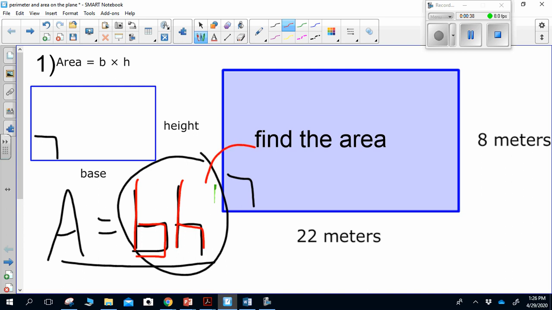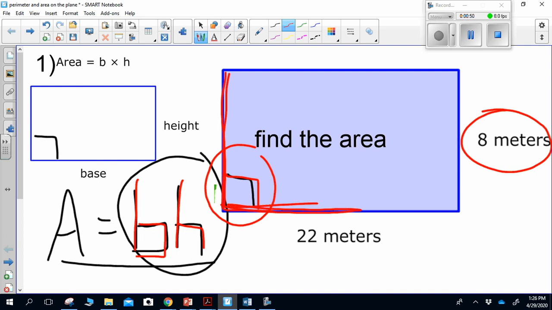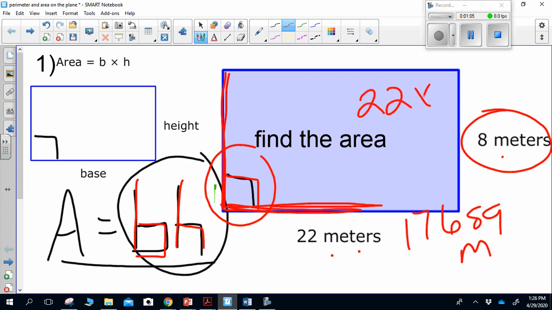So in this first rectangle here, if I come here, that's my height. So my height of this rectangle is 8 meters. And then to close off my B, I'm going here. And so that's my base. So my base is 22 and my height is 8. So the area of this rectangle is 176 square meters because 22 times 8, the base times the height, is equal to 176 square meters.